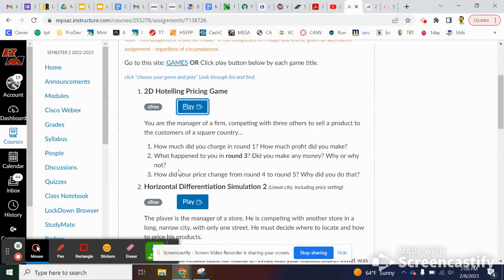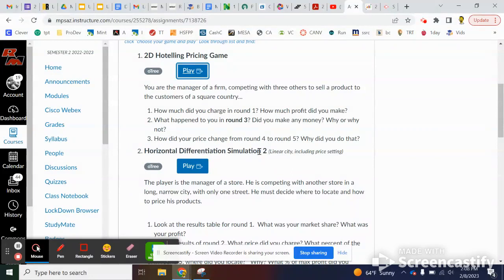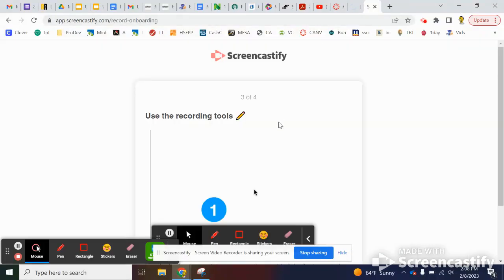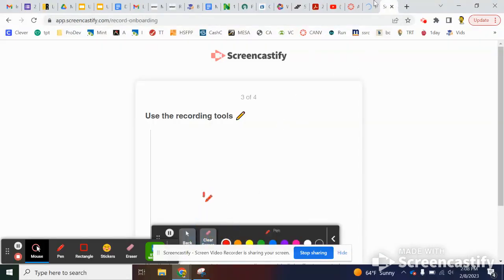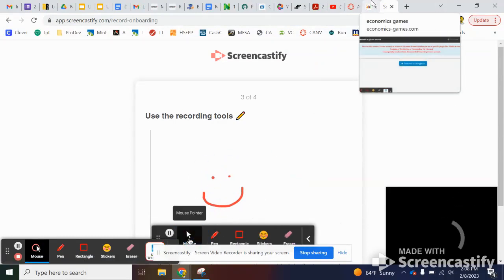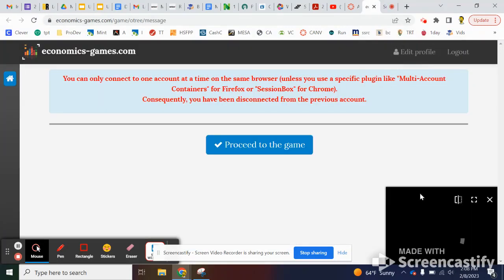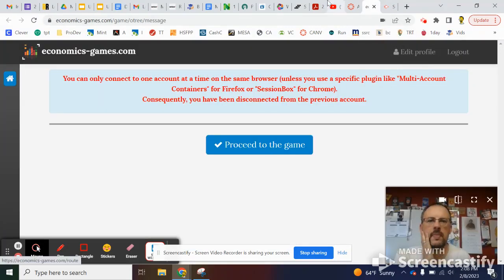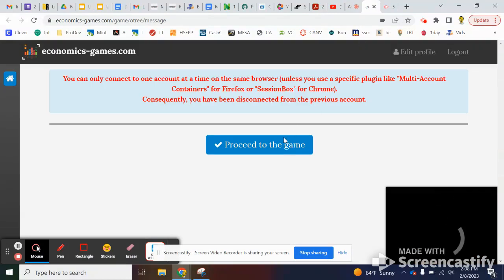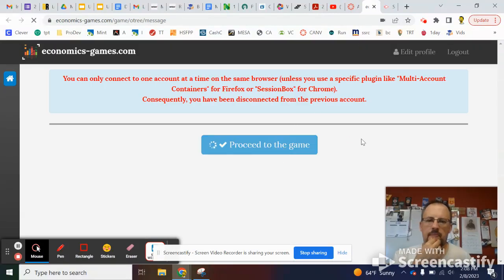2D hotel pricing game. This is the first game you're going to play, and horizontal differentiation simulation 2 is the second game you're going to play. So, let's start with the 2D hoteling game, which I already had open. When you click here, it'll take you to this page, and you click Proceed to Game.